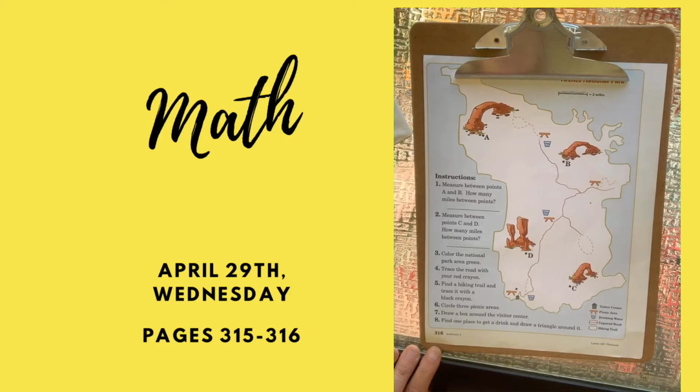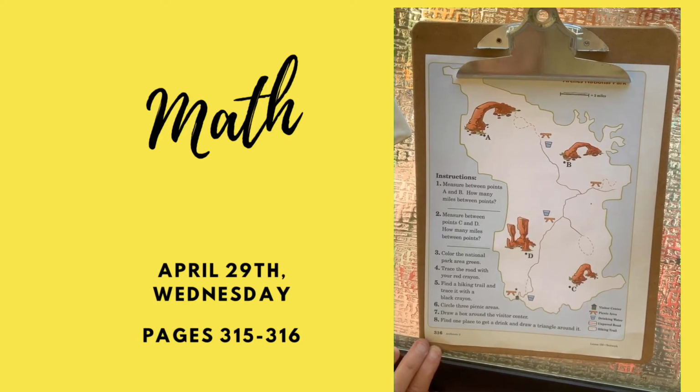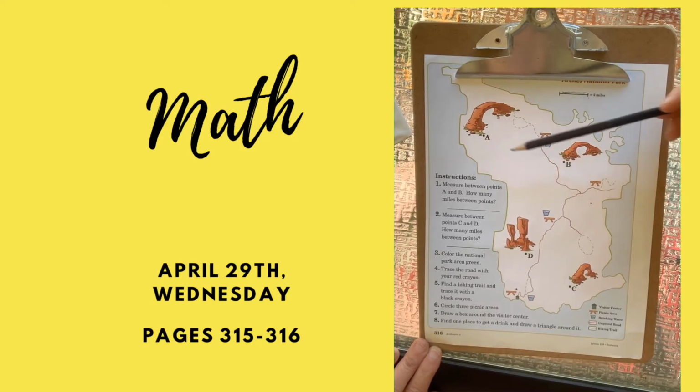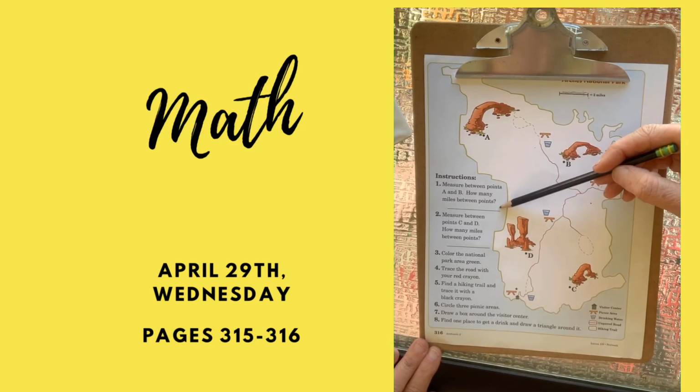So what you're going to do is draw a line with your ruler between A and B. You need to measure this, which I think is probably an inch, okay? And each inch is 2 miles. So let's say from A to B, it's 2 inches. You would have to go 2 times 2 to get the total here.